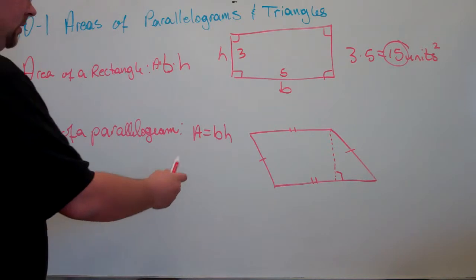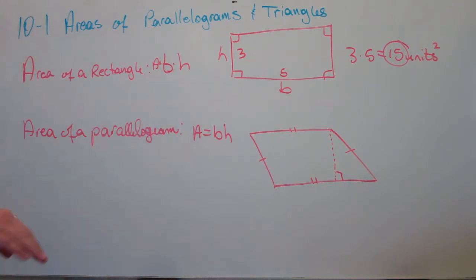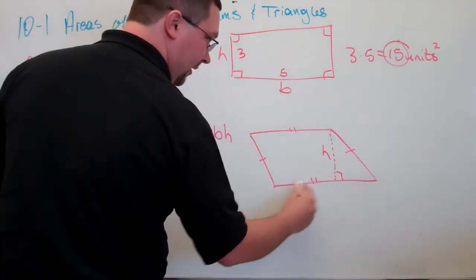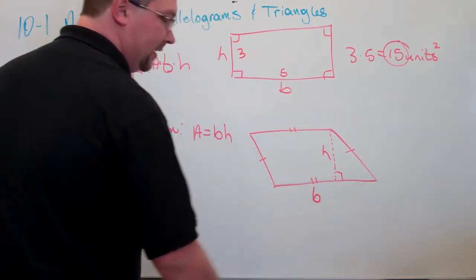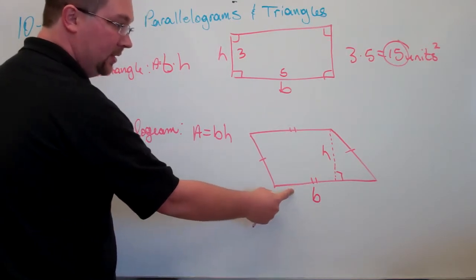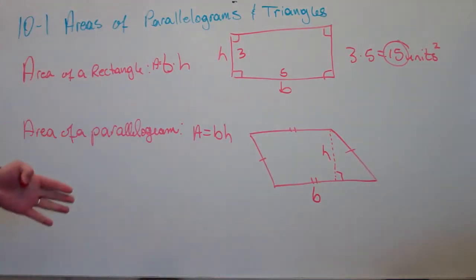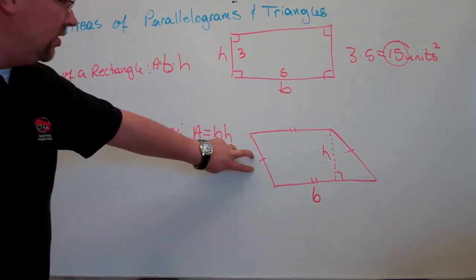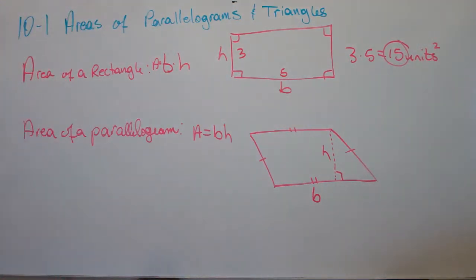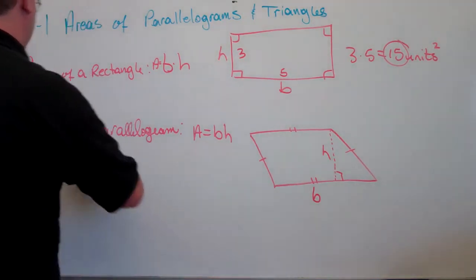So your area for a parallelogram is the exact same formula as area of a rectangle. Now, that line we dropped down, that's your height, and then this would be your base, since this line is perpendicular to this line. You can also do this the other way, where you could use this as your base, but then you'd have to have a line perpendicular to it to be your height. I'll show you an example of that later. It'll make more sense. So let's look at an example.